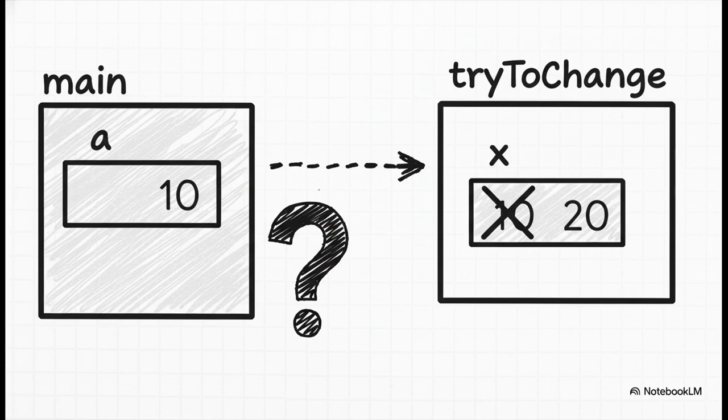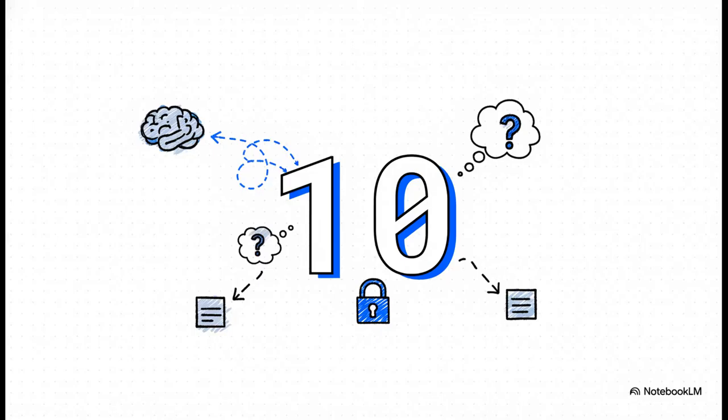So when the function is finished and we're back in main, what's the value of a? Is it 10 or is it 20? Have a think. And the answer is 10. What? Nothing happened to our original variable.